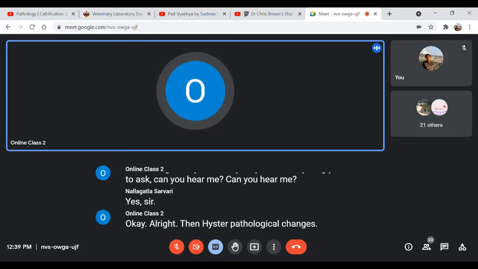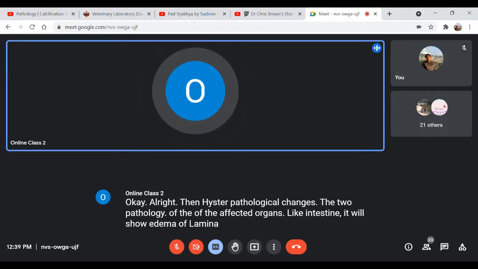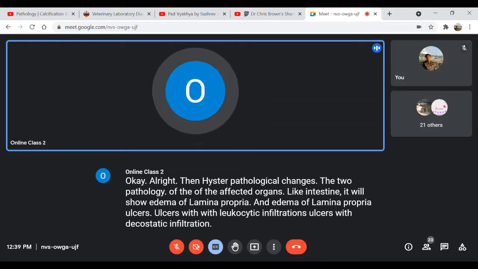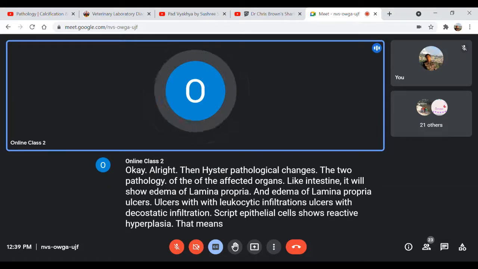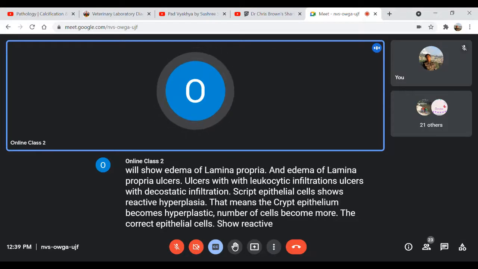Then histopathological changes. Histopathology of the affected organs, like in the intestine, will show edema of the lamina propria, and ulcers with leukocytic infiltration. Crypt epithelial cells show reactive hyperplasia. That means the crypt epithelium becomes hyperplastic, the number of cells become more.